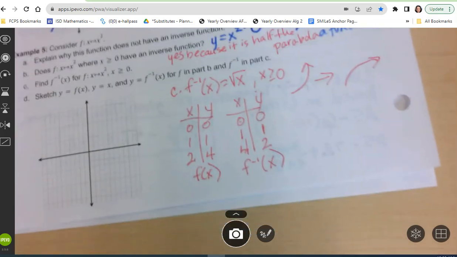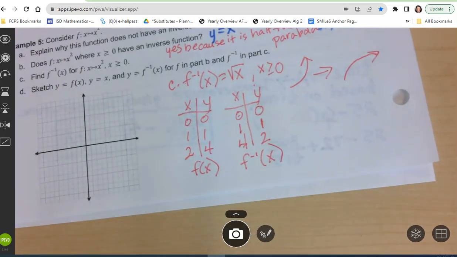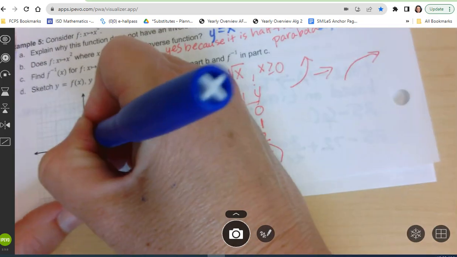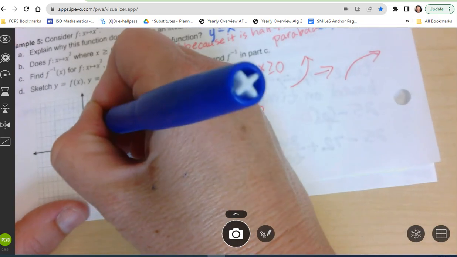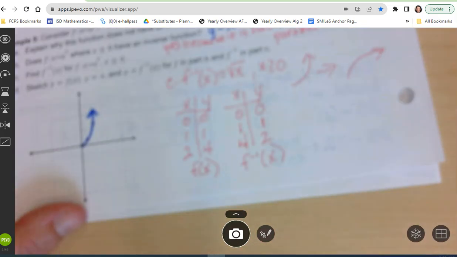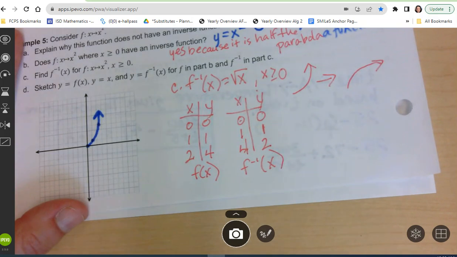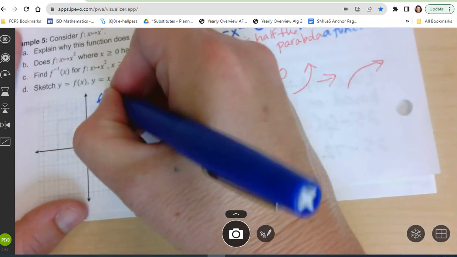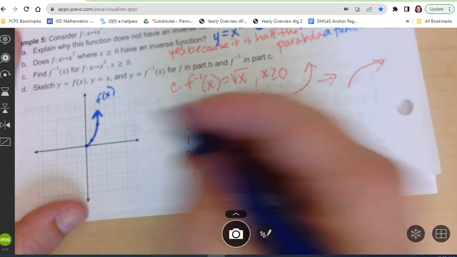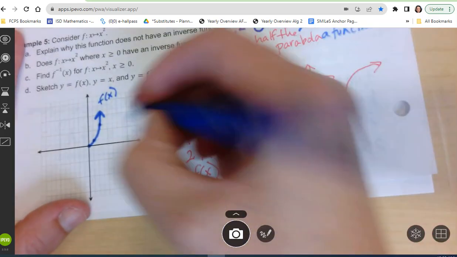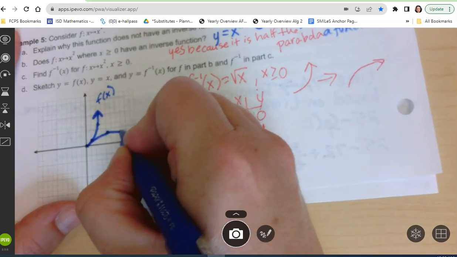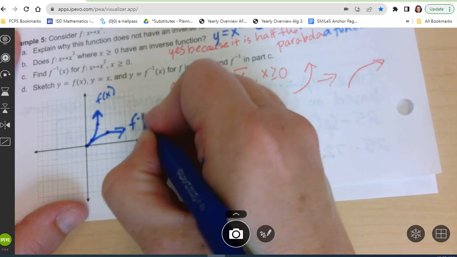I'll try to switch back to the marker. The marker wasn't working that great. Okay. So this is 0, 0, 1, 1, and 2, 4. Okay, and that was f of x. And then 0, 0, 1, 1, they share those points, but the next one is 4, 2. And so it curves this way. And that's my inverse f of x.